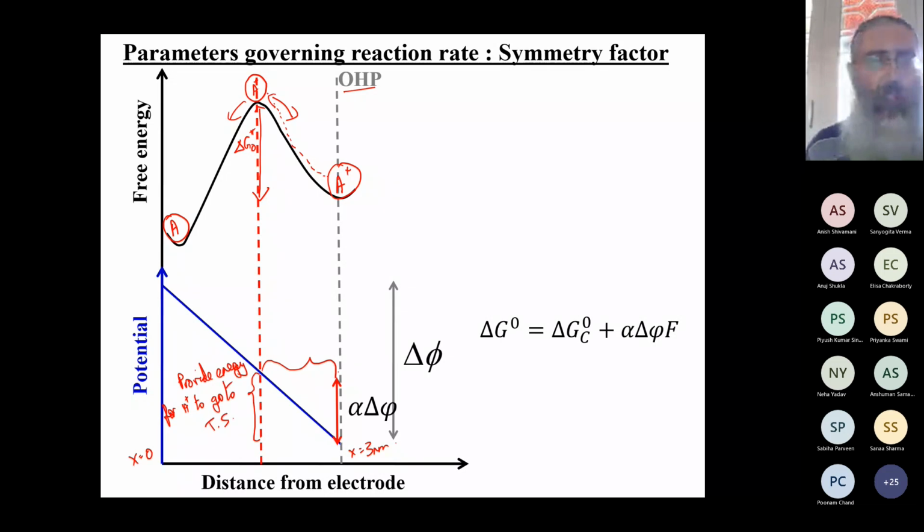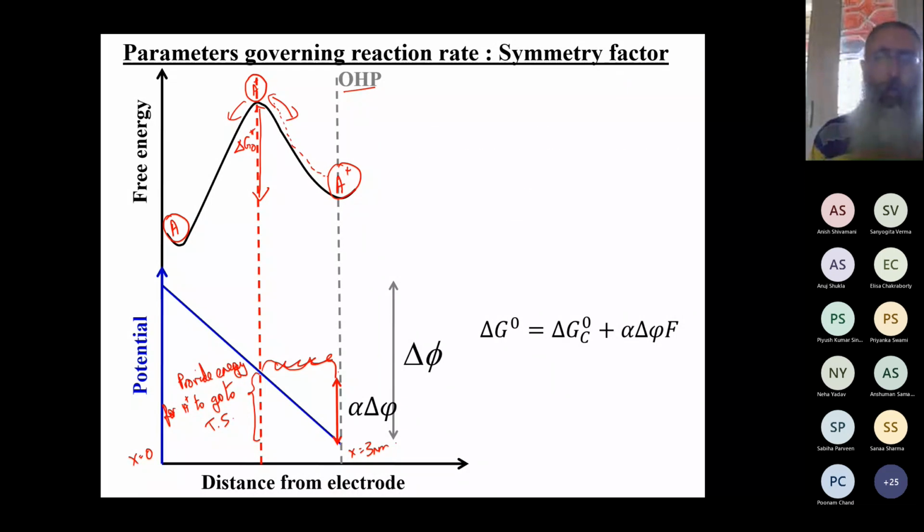The transition state, which is the peak of the summit. Okay, not this. Are you able to see this? That means I'm sitting with a potential difference of delta phi, but it turns out that not all of the delta phi is required for the reactant to go to the top of the summit. Only a fraction of that energy is required for the reactant to move to the top of the summit.